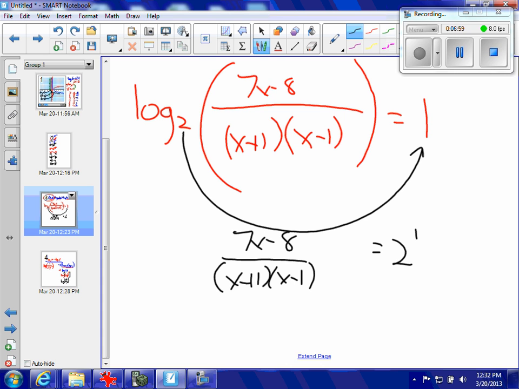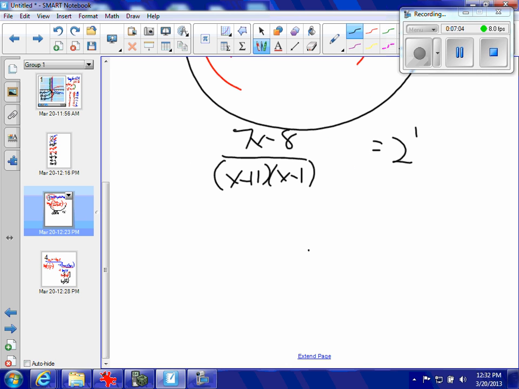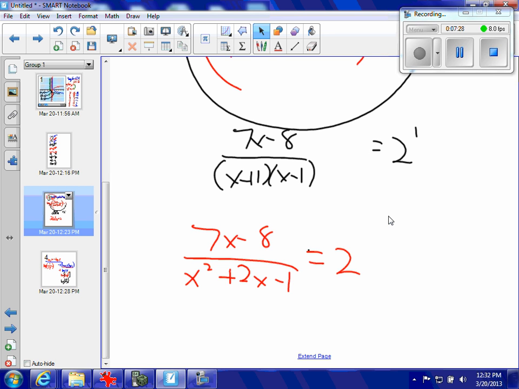X minus 1 is equal to 2 to the first. Everybody okay with this? Yeah? Okay. So now, why don't I just kind of solve it? So I'm going to have 7x minus 8 over x squared plus 2x minus 1 is equal to 2. I just factored that out. Wait. X squared minus 1. Yeah, because it's a plus and a negative. Oh, you're right. It would be. I'm sorry. Thank you. My bad. X squared minus 1 is equal to 2, right?